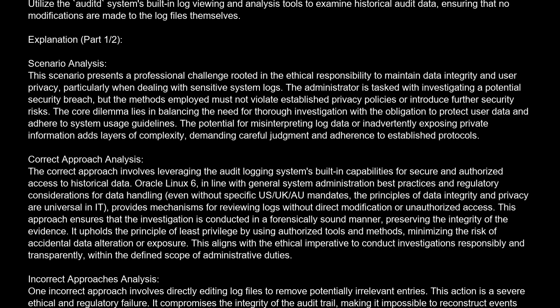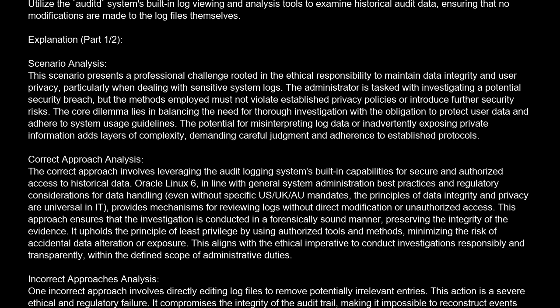Correct approach analysis. The correct approach involves leveraging the audit logging system's built-in capabilities for secure and authorized access to historical data. Oracle Linux 6, in line with general system administration best practices and regulatory considerations for data handling, provides mechanisms for reviewing logs without direct modification or unauthorized access. Even without specific US/UK mandates, the principles of data integrity and privacy are universal in IT.